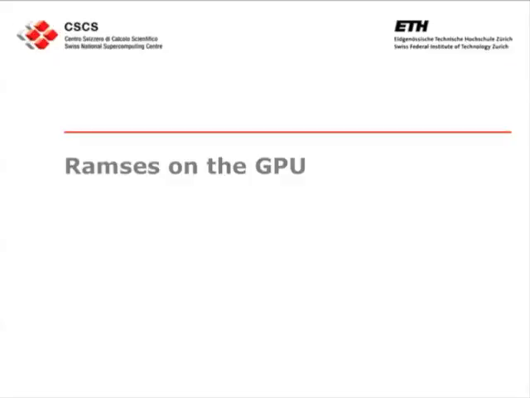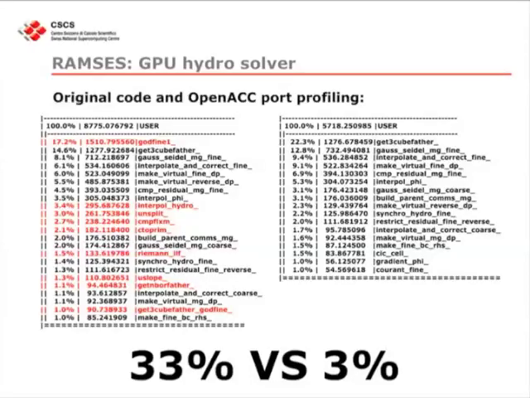So let's move to the GPU, and let's see how we have faced this problem on the GPU. First of all, let me show you immediately the final result. Of course, you don't have to read that, but just notice that the red functions, this is the output of the Cray path profiler, are the subroutines that are related to the hydro solver. On the left, you see the original code run on the CPU. On the right, you see the corresponding refactored code run on the GPU.